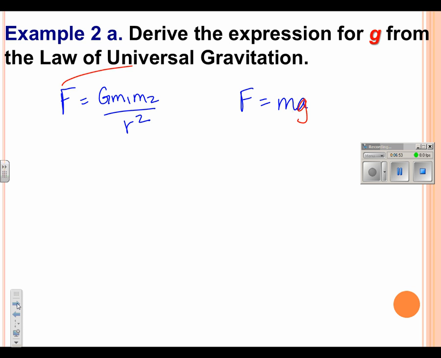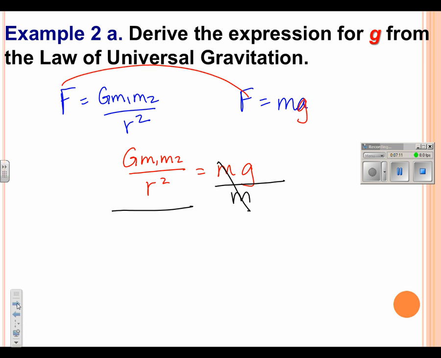So if I set these two forces equal to each other, then I would say that G m1 m2 divided by r squared equals mass times gravity. If I want to solve for gravity, I'm going to divide by mass, and if I do that on one side, I have to do it on the other. This mass is actually one of these masses, so I'm just going to cancel this mass out right there. So then I end up with the equation G m over r squared equals gravity.